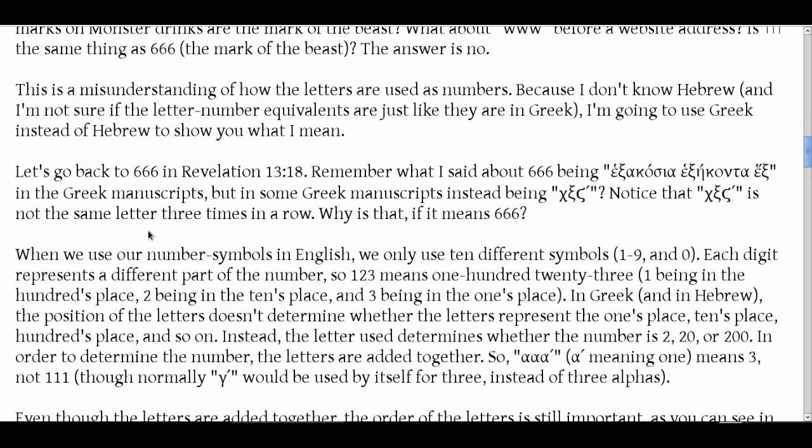So, let's go back to 666 in Revelation chapter 13, verse 18. Remember what I said about 666 being hexakosia, hexekonta, hex in the Greek manuscripts, but in some Greek manuscripts instead being chi xi stigma. Notice that chi xi stigma is not the same letter three times in a row. Why is that, if it means 666?